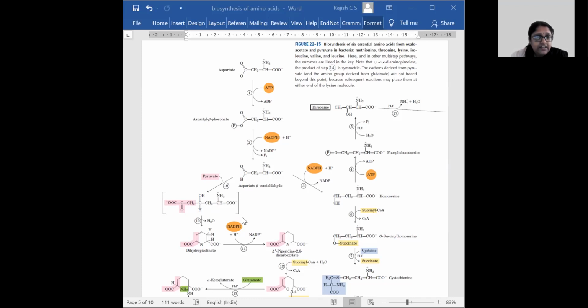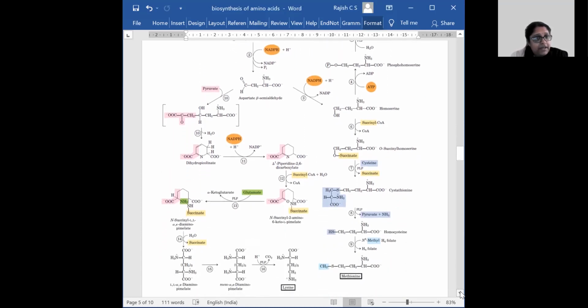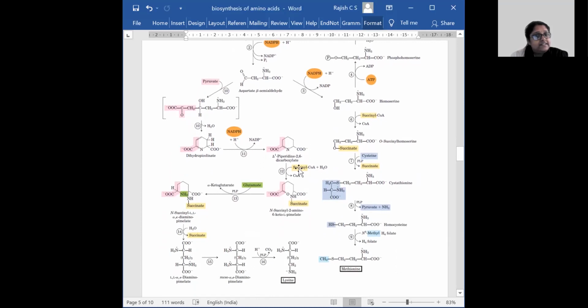2,6-dicarboxylate dehydrogenase. So again, there's an NADPH plus H plus giving NADP plus reaction, and this ring structure will form piperidine 2,6-dicarboxylate. So this ring structure is essential in lysine biosynthesis, and this doesn't happen in any of the other biosynthesis pathways.